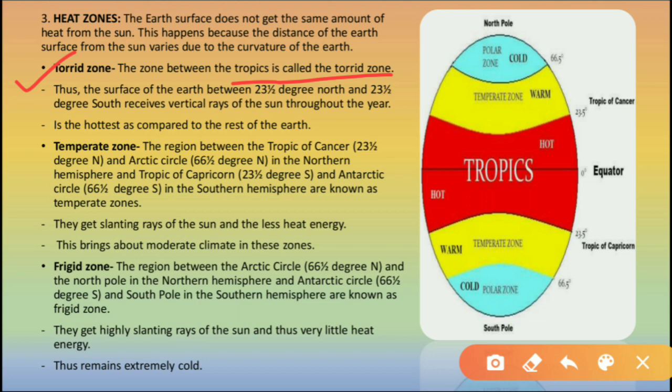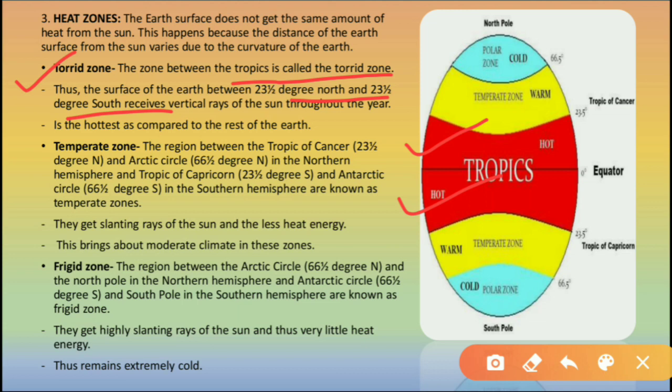So students, which zone will be known as the torrid zone? The zone between the tropics, means the red one. See the red one. So the red zone is known as the torrid zone. Thus, the surface of the earth between 23 degrees north and 23 degrees south, means this area, the red zone, is known as the torrid zone.